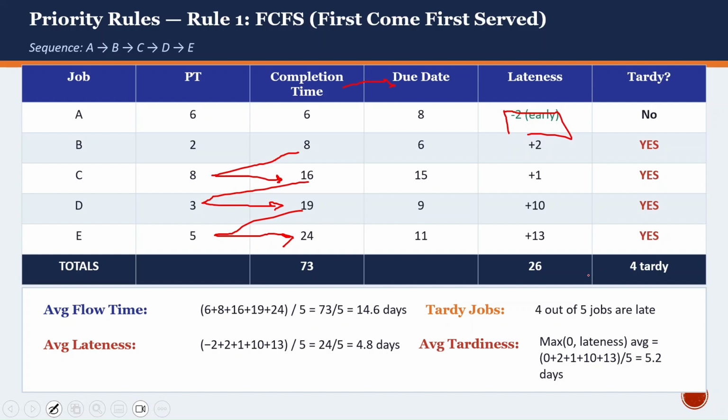Now, if I go ahead with this rule, this is not an optimal rule for scheduling. Why? Because almost all the jobs are being delayed. Out of 5 jobs, 4 jobs are being delayed. Therefore, this is not an efficient way to schedule any jobs. So FCFS, first come first serve, fails in this case. That is the average tardiness for the FCFS rule.